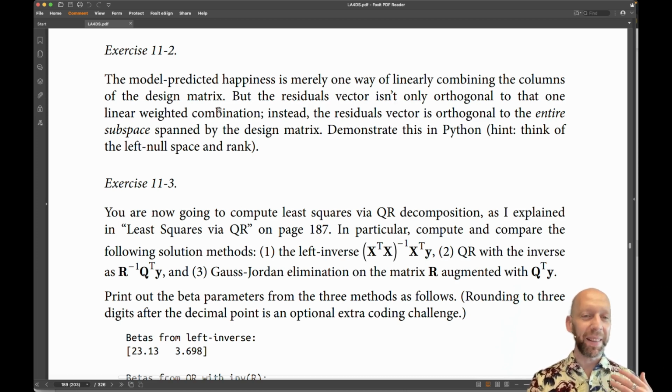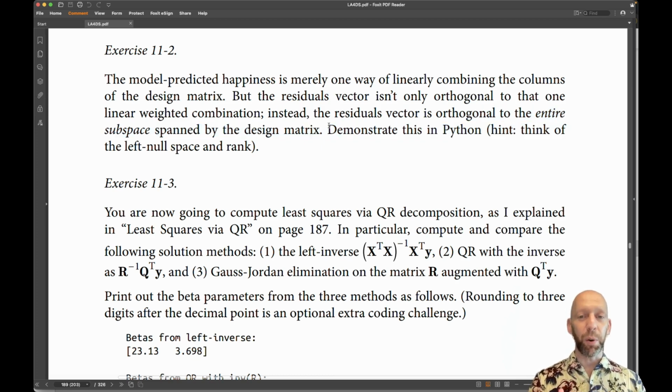But the idea that we are going to explore in this exercise is that the predicted data is just one of an infinite number of ways of linearly combining the columns of the design matrix. And so that means that the residuals vector is not just orthogonal to that one specific unique combination. Instead, the residuals vector is orthogonal to the entire subspace spanned by the design matrix.